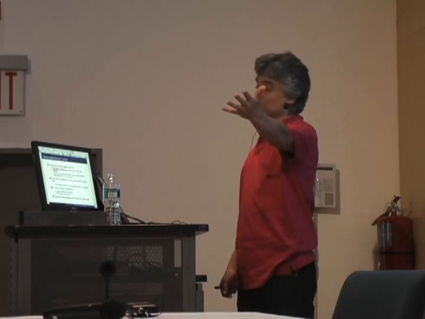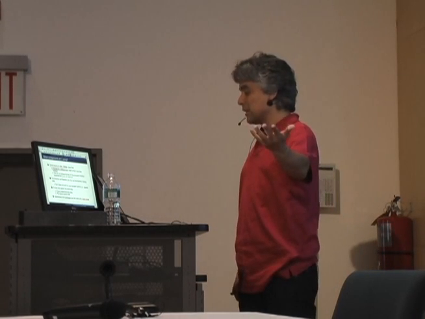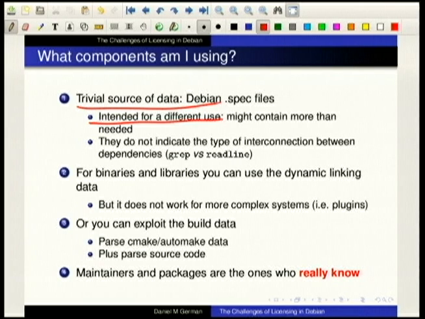But the main problem is that this data is really intended for a different use, which is to be able to actually run this application. What else do I need? So it might actually contain more information than is needed. And that's actually not bad from the point of view of package maintenance. But from the point of view of IP, you really want to know exactly what's in there, and nothing more and nothing less.